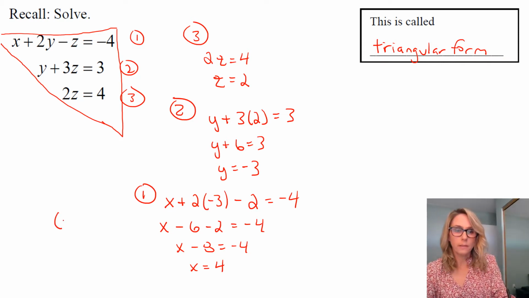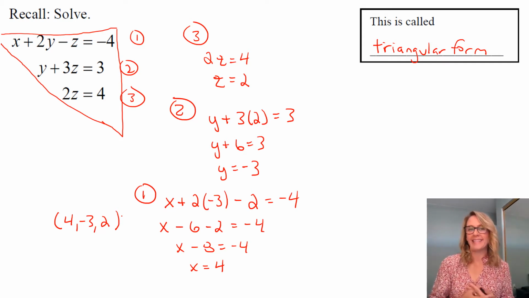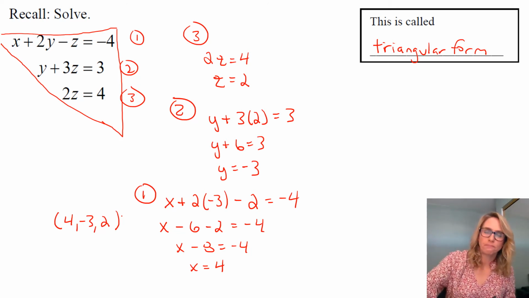Now this is written as 4 comma negative 3 comma 2. It is a point, x, y, z. You can think of it in 3-dimensional space. And this is the value that makes all 3 of these equations true. It is the only value that does so. But notice it really helped that we were in triangular form.